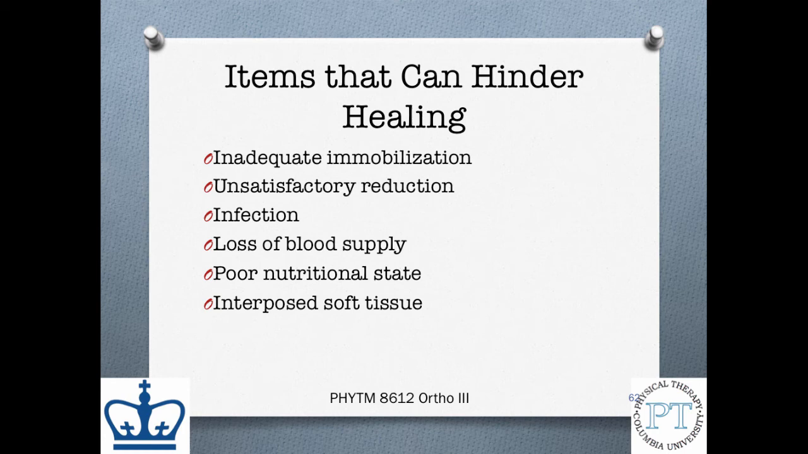Things that can hinder healing: inadequate immobilization or reduction, infection, a loss of blood supply, a poor nutritional state, and if there's interposed soft tissue, meaning that the 2 ends are trying to grow back and stick together, but if there's soft tissue in between those 2 ends, that can impede healing.